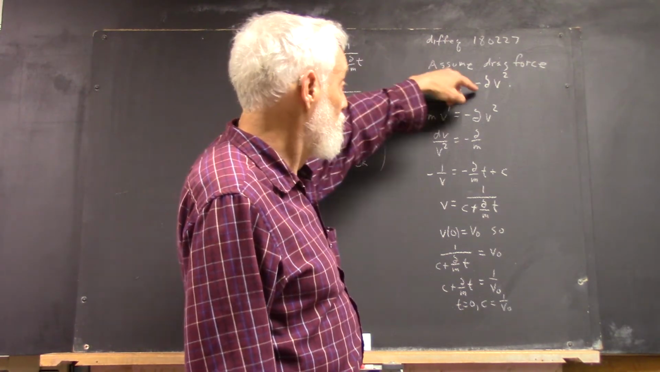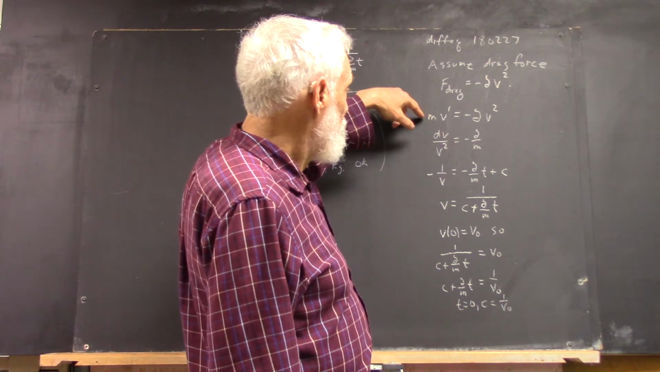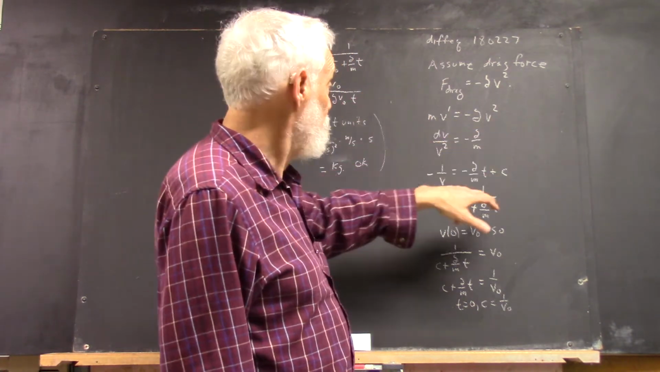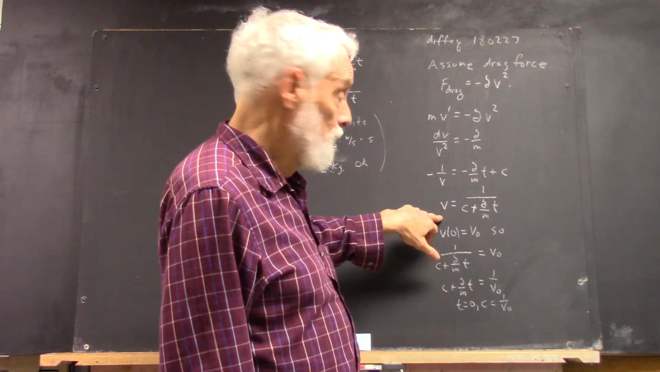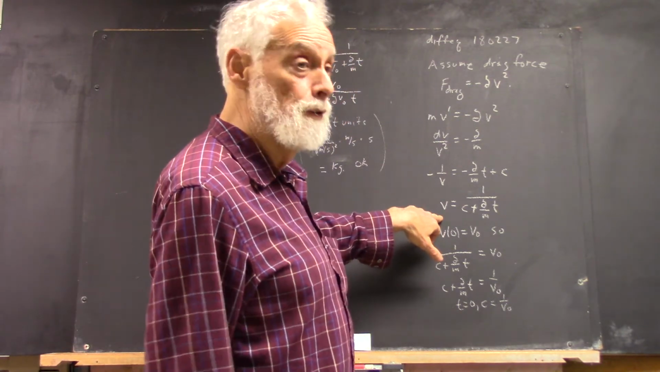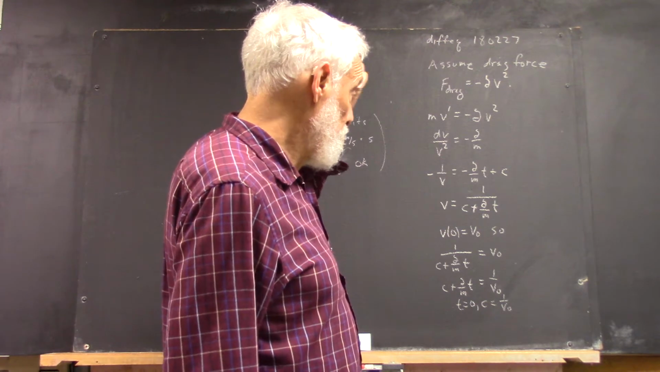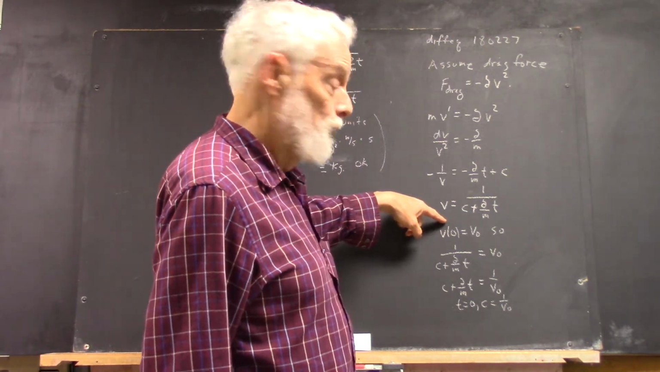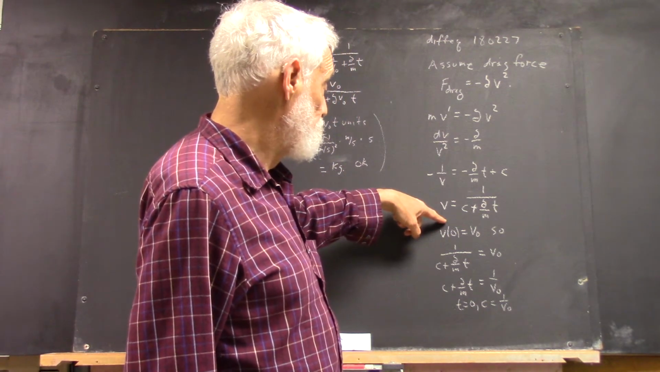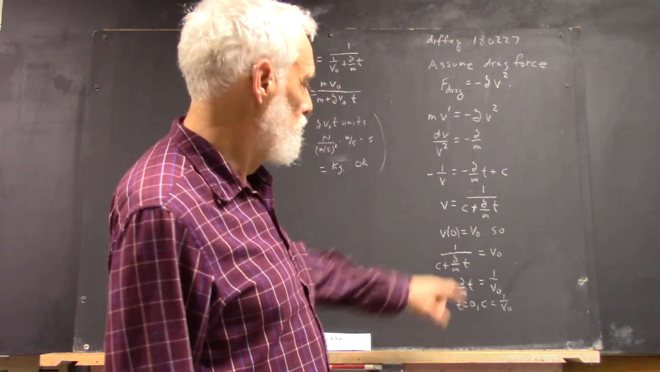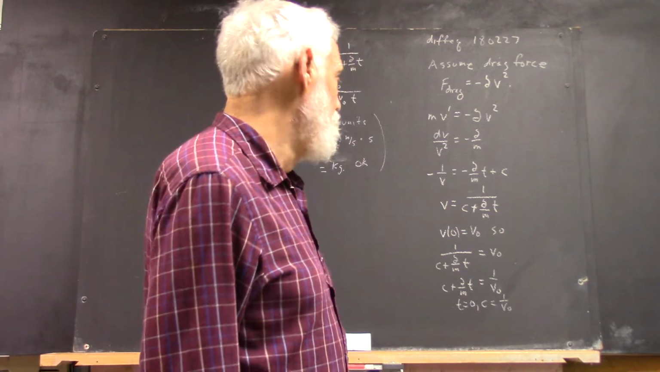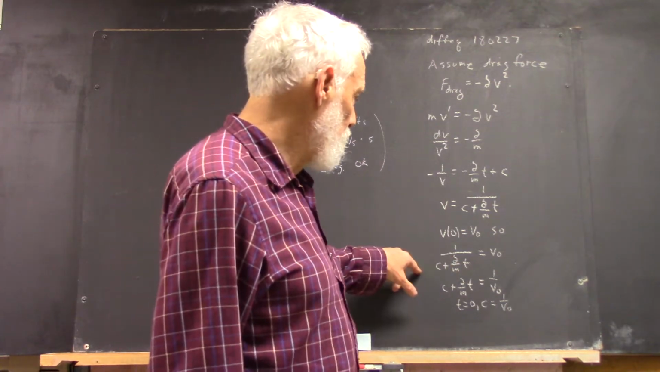Now, assuming drag force equals negative delta V squared, then we get the equation which has a very straightforward solution, and that's here. I'm not going to go through the details of that solution unless somebody disagrees with those steps, okay? Then we substitute V of 0 equals V naught, and I could have let T equal 0 to start with, but I wrote out the whole thing.